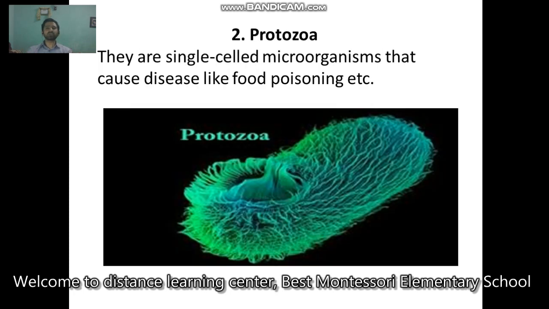The second one is protozoa. They are also microorganisms, single-celled microorganisms, and they are mainly responsible for diseases like food poisoning, and they develop mostly in stale food. The figure shows a normal protozoa that causes disease.